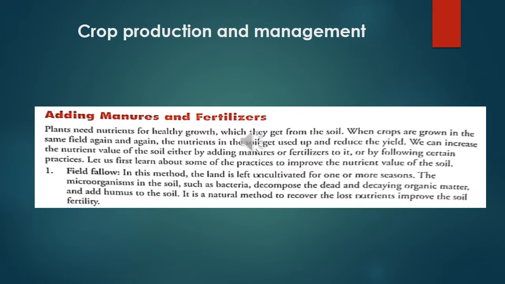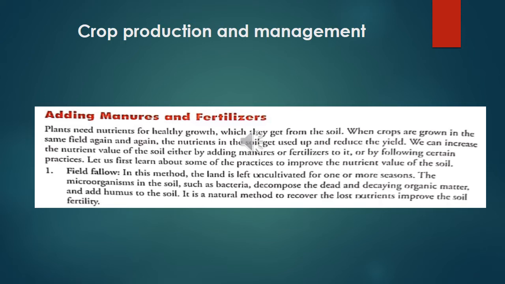So first process: how can you increase the fertility in soil or how can you bring nutrients back to the soil? The first process is field fallow. In this method, the land is left uncultivated for one or more seasons. The microorganisms in the soil, such as bacteria, decompose the dead and decaying organic matter and add humus to the soil. It is the natural method to recover the lost nutrients and improve the soil fertility.